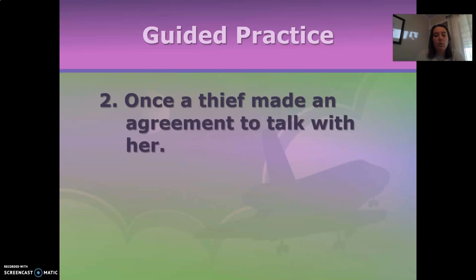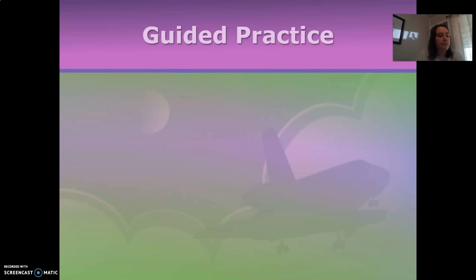Number 2, once a thief made an agreement to talk with her. Well, agreement would be our word that has a suffix at the end. Meant is a suffix. Agree means you confirm that somebody else is right. Agreement means that two people are getting together and talking about something.